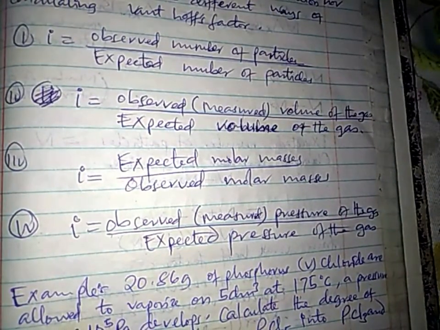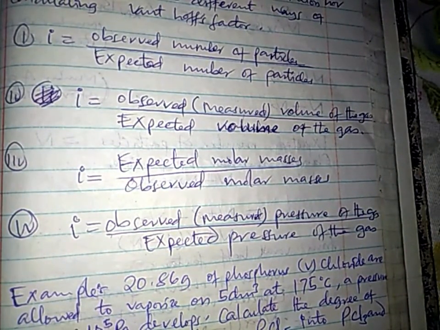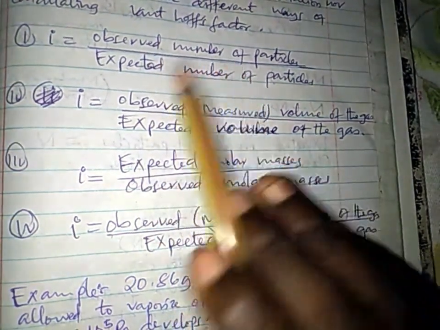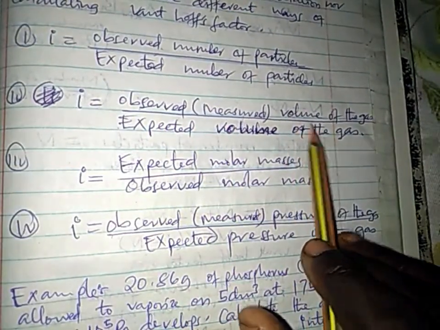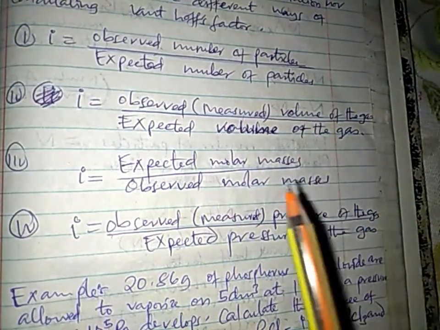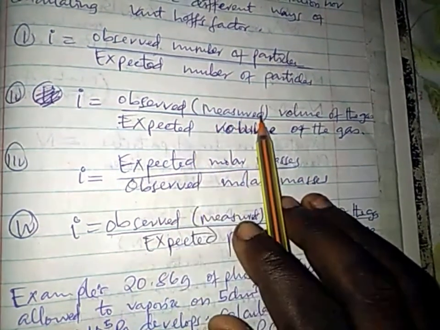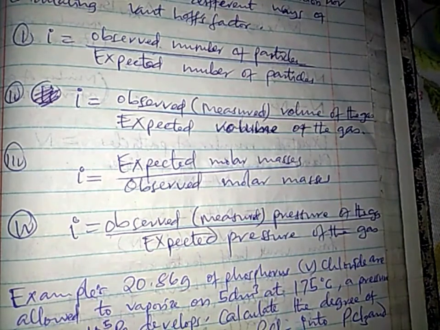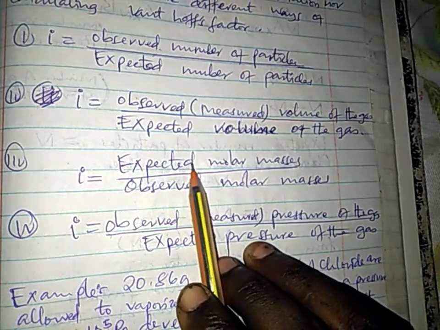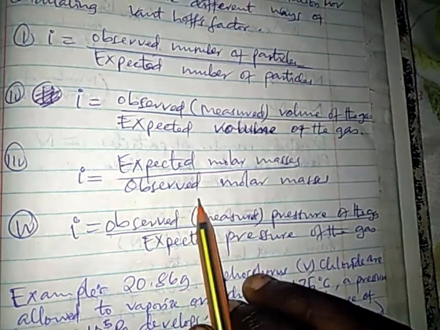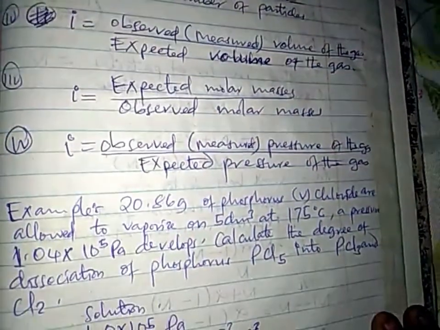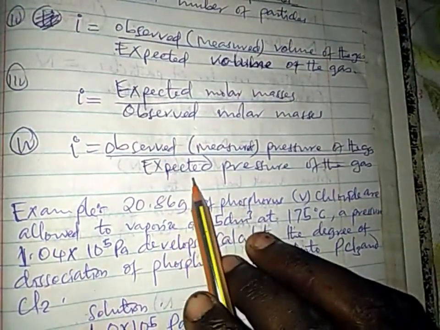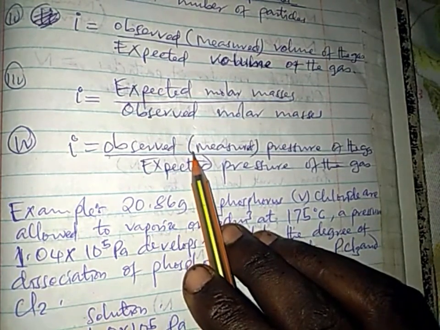We have 4 ways of calculating the Vantage factor. We have 4 different formulas of calculating Vantage factor. Formula ya pili ni observed or measured volume divided by expected volume. Unaona? Kwenye volume pia tunaanza nini? Na observed gawanya kwa expected. Kwa sababu gani? Because volume is directly proportional to the number of particles. Lakini kwenye molar mass tunaanza na expected molar mass gawanya kwa observed molar mass. Lakini kwenye pressure pia tunaanza na observed gawanya kwa expected. Kwa sababu pressure is directly proportional to the number of particles.